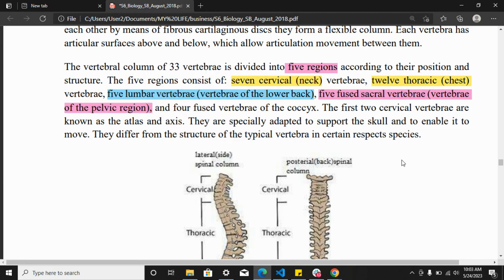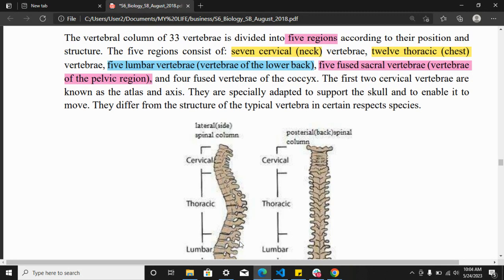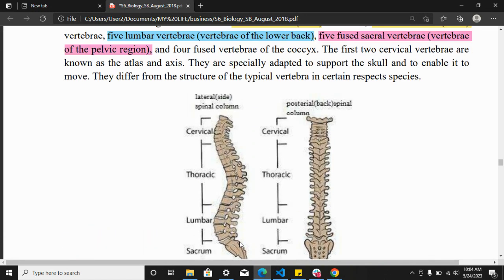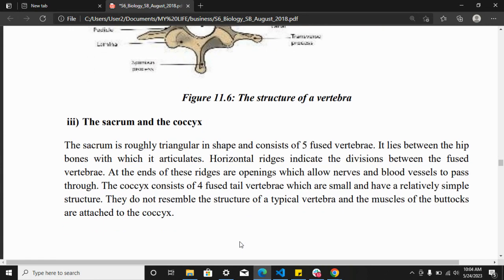So the regions of the vertebrae are these: we have the lower back, then the thoracic, where the ribs attach, then the cervical at the neck, and then the coccyx, small fused bones that look like a tail, if you can say it that way. The structure of the backbone differs depending on the species, but this time we are looking at the human species. So these are about the vertebral column.